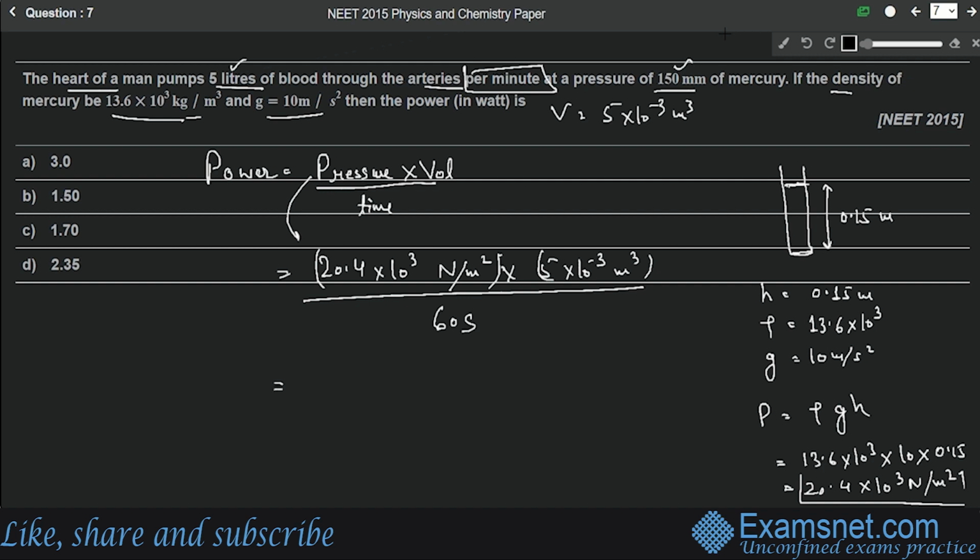Now we just have to solve it. On solving this, you'll get approximately 1.7 watt. Okay, so option number C, 1.70 watts, will be the correct answer.